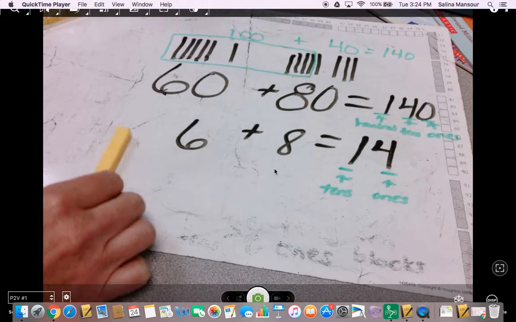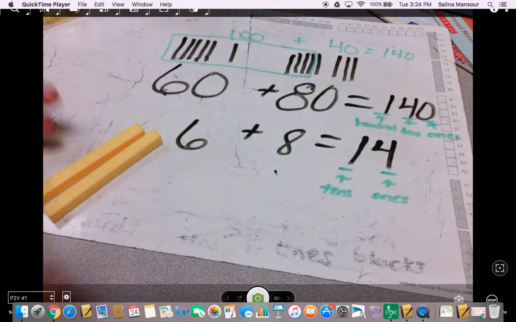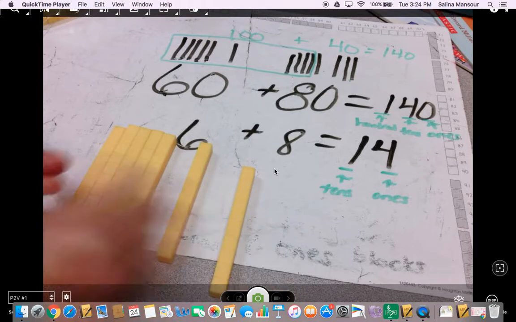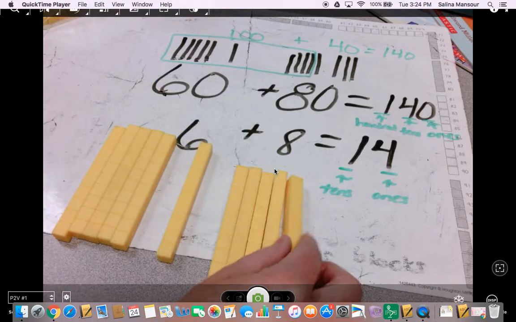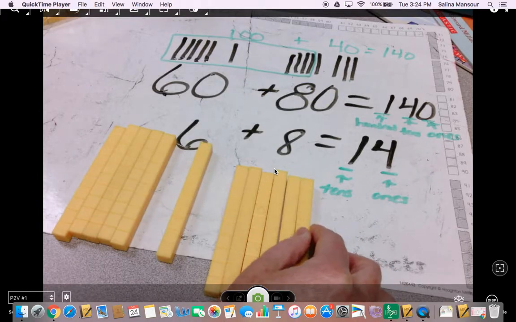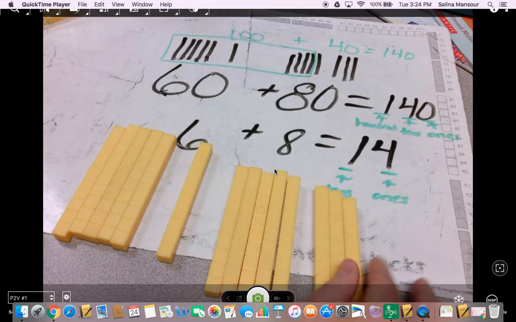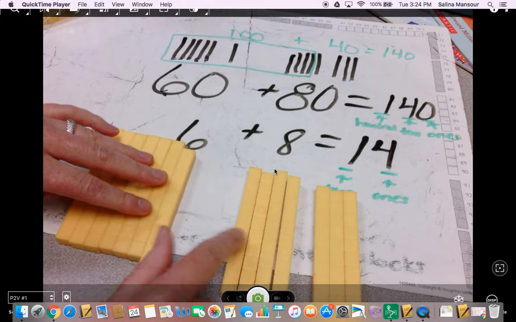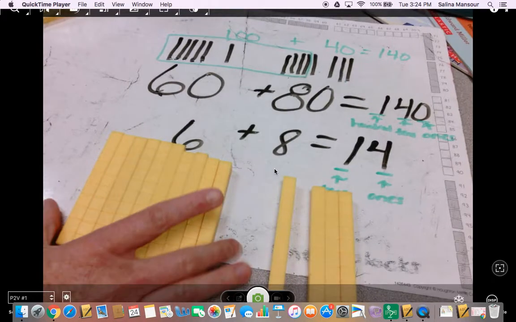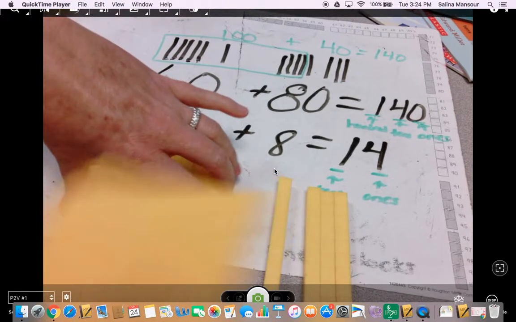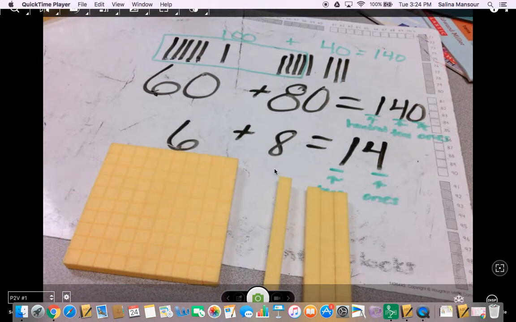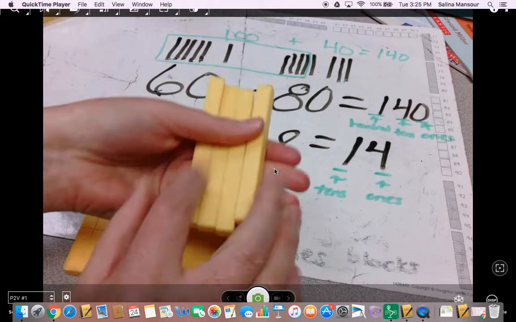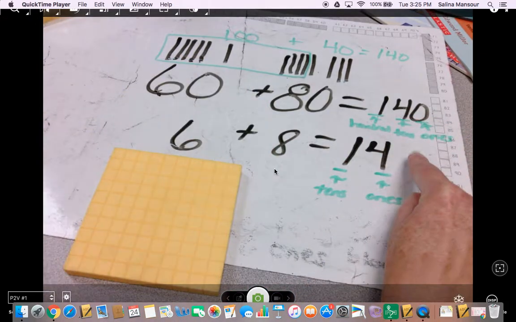So we can make 60, 10, 20, 30, 40, 50, 60, and then 80, 10, 20, 30, 40, 50, 60, 70, 80. Now if I look at this, I can count 50, 60, 70, 80, 90, 100. Look how I actually changed that. I'm going to exchange these 10 tens for 100. So now I have 100 and 1, 2, 3, 4 tens, 4 tens.